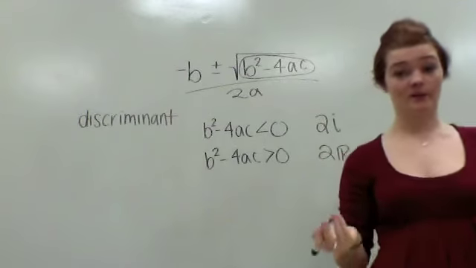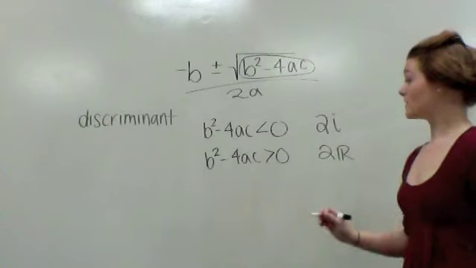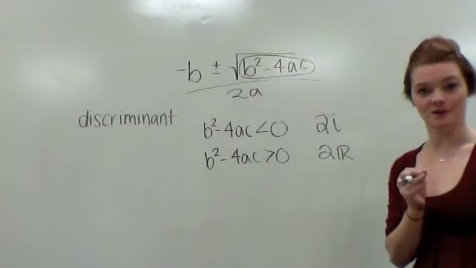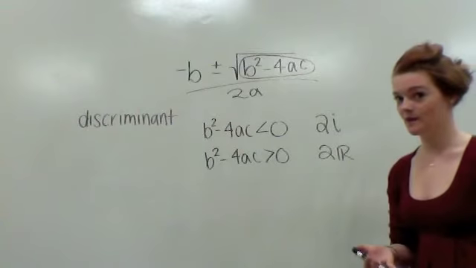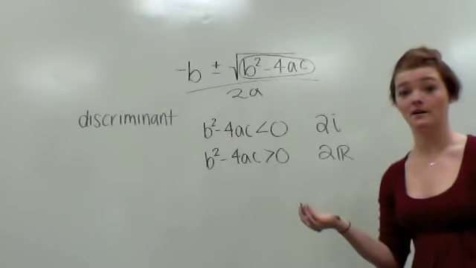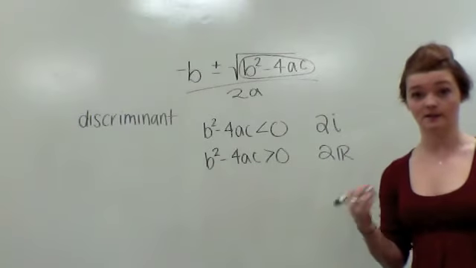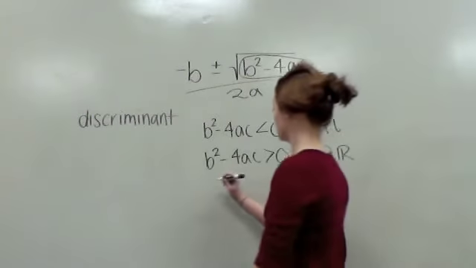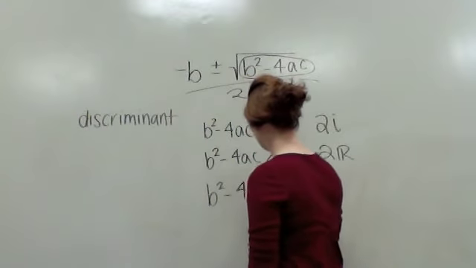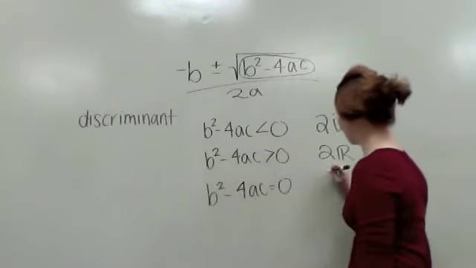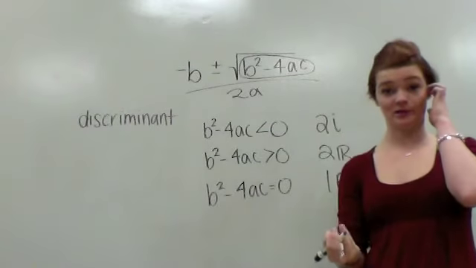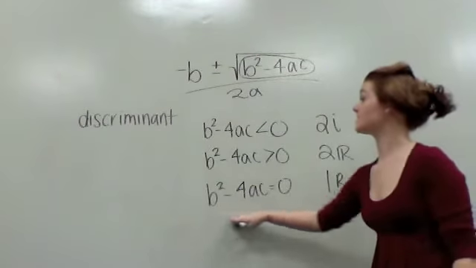And then we would have to simplify the radical. Now there's one other case. If we end up with a 0 underneath the square root, well, the square root of 0, no matter what, is 0, you can't have a plus or a minus. It doesn't matter. Adding 0 and subtracting 0 is the exact same thing. So we have b squared minus 4ac is equal to 0. We're going to have one real answer. One real solution. Okay. So these are your discriminants.